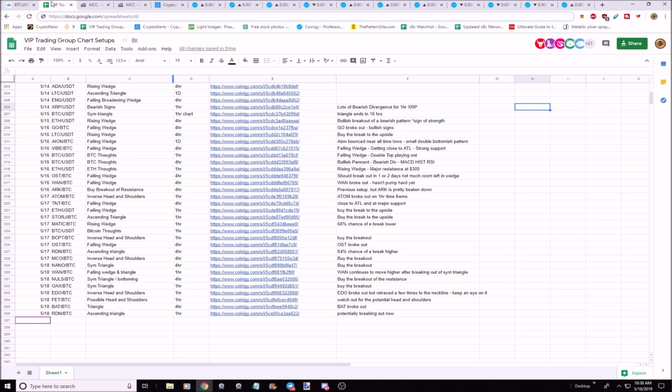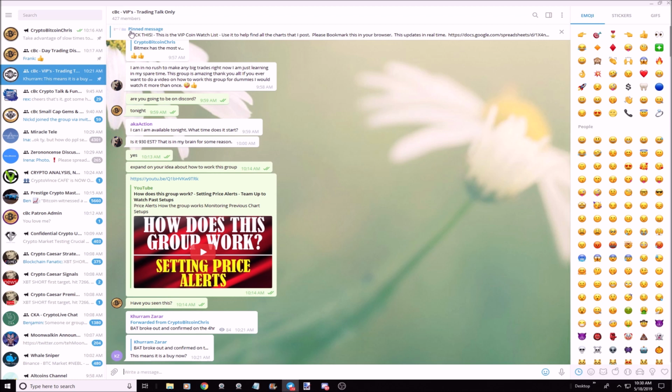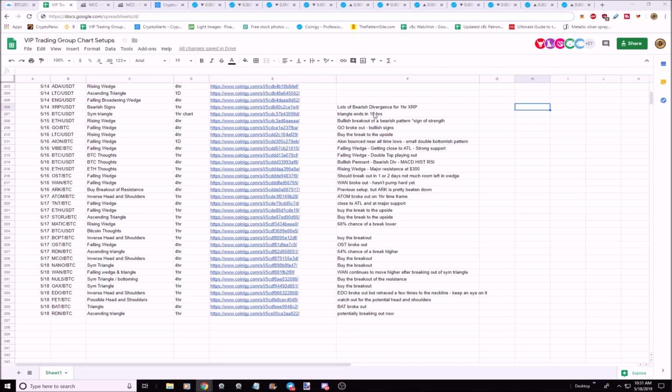Now, VIP trading setups. This spreadsheet, you can go to the Telegram group. VIP, it's right up here, pinned message. See this? Go to your pinned message. All right, so here's my idea about the VIP spreadsheet, which you should bookmark. So it's right here. I can click on it, boom, pops up. This is updated in real time.